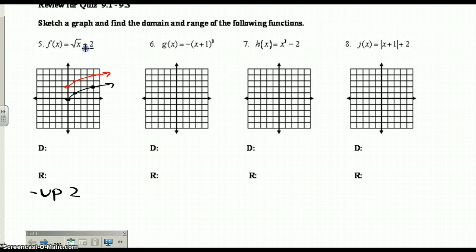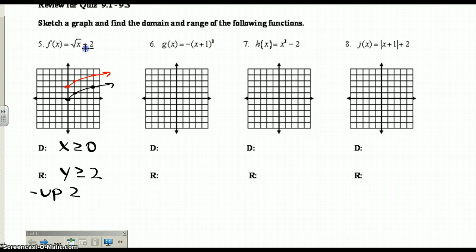Okay, the domain, all possible x values. Notice how the only x values are the ones that are right of the y-axis. So my x values are x is greater than or equal to 0. My y values, they're all above. If you look at y equals 0, that doesn't touch the graph. It starts at y is 2. So my range is y is greater than or equal to positive 2.